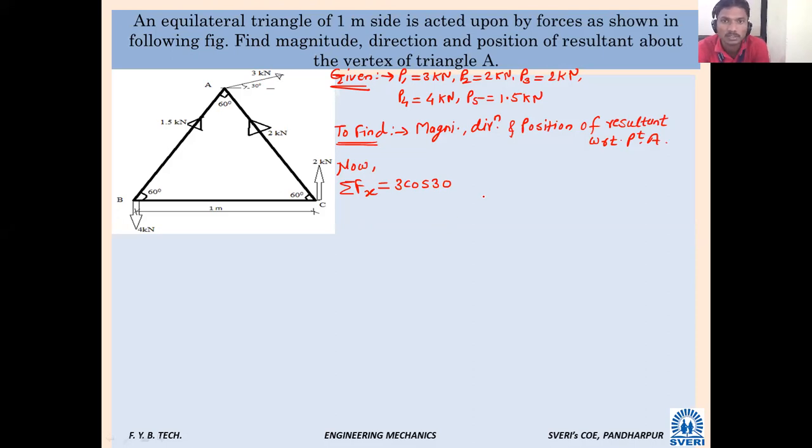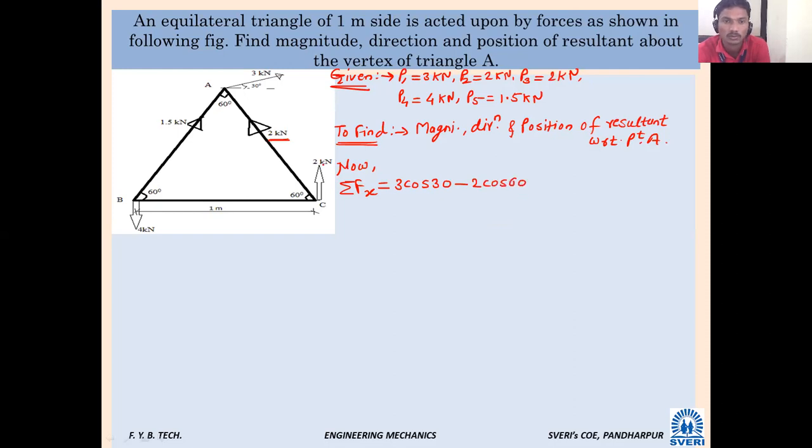Next, which is our next force? 2 kilonewton. So what will be its X component? Positive or negative? Tell me whether it will come positive or negative. In which quadrant is this force? Second quadrant. So it will come minus 2 cos 60.